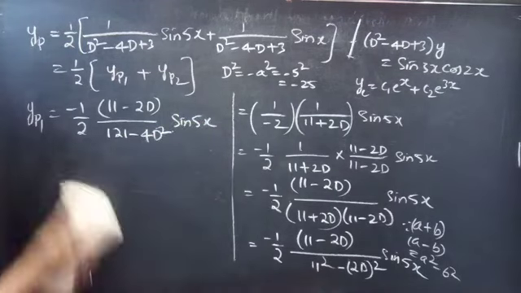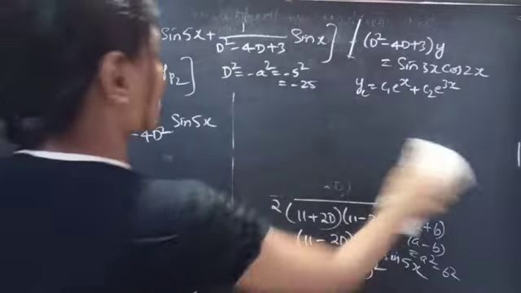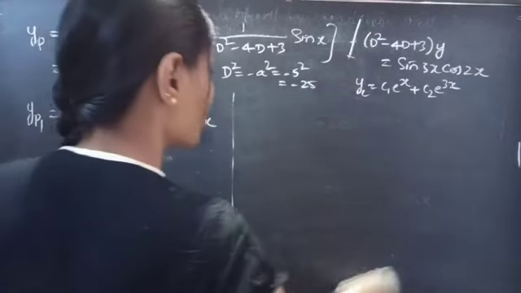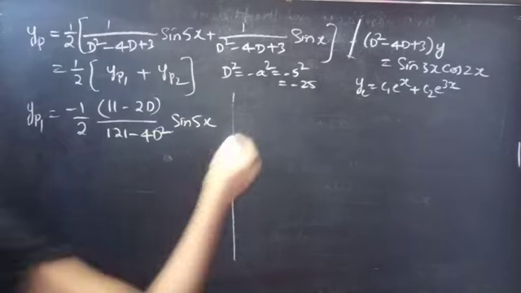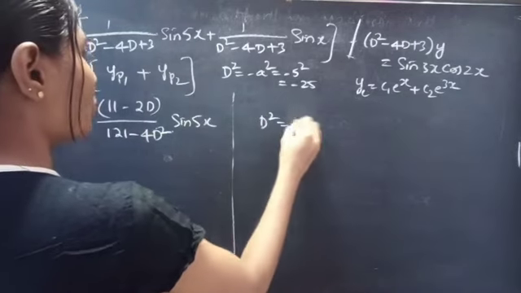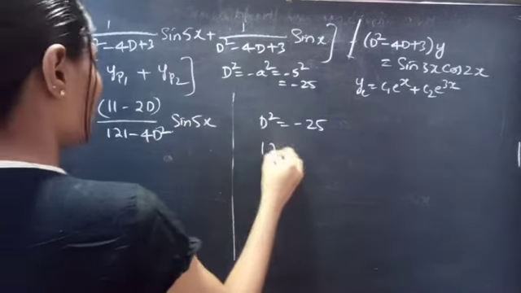Again, d square appears in the denominator. Again, what we have to do? We have to check by replacing d square in the denominator, okay? And we should remember that the denominator must not be equal to 0. Replace d square by minus 25 and check what you'll get in the denominator. Let's see what we are going to get.